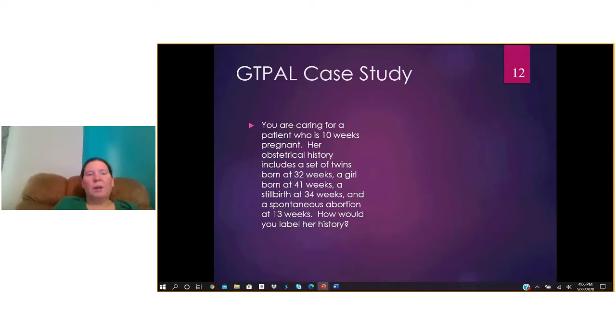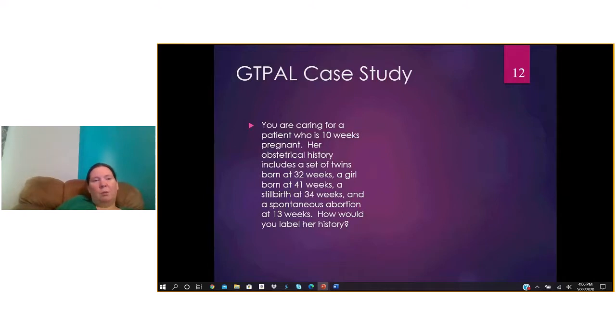All right, so this is the example I used in the recorded lecture. When we're talking about Gtp Alk, this is how we're analyzing a woman's obstetrical history. The G stands for gravida, which is total number of pregnancies, including current pregnancy, just number of pregnancies, not number of fetuses that came out of it. So for instance, if you have twins, it's still just one pregnancy, and it includes the current pregnancy as well.